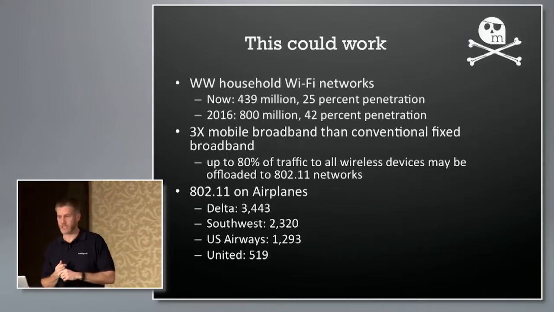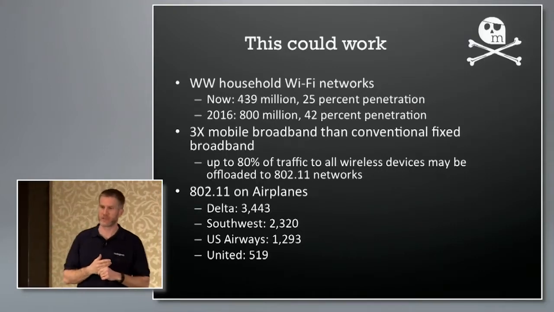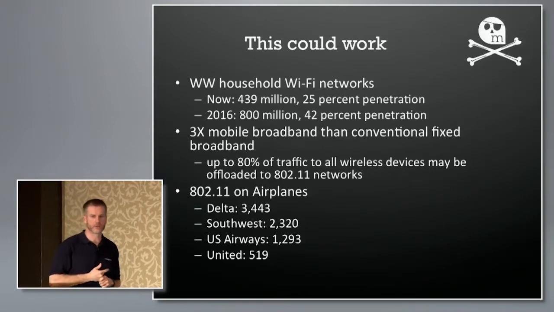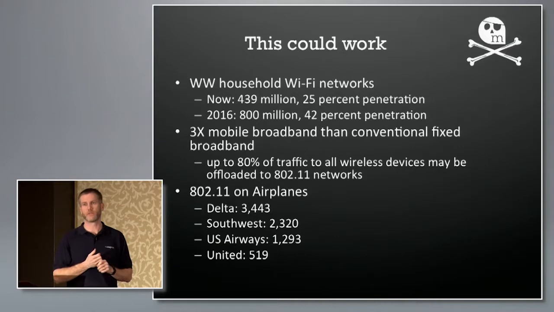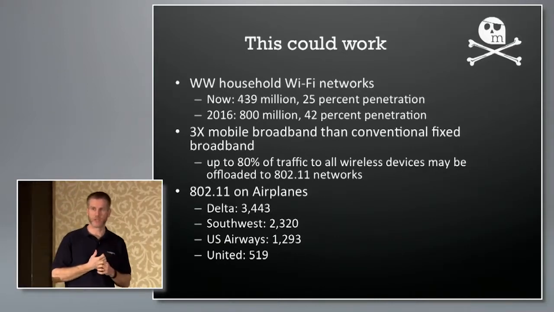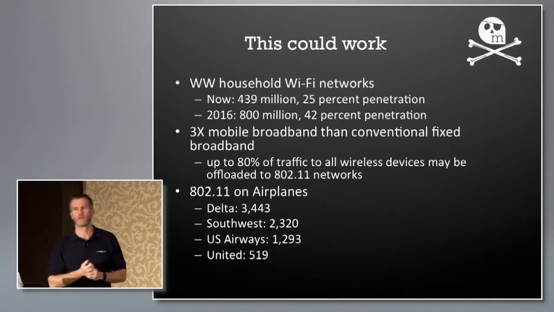But in 2016, that's going to go to 800 million. Almost 50% of the households will have Wi-Fi. That's pretty wild when you think about it, because there's a lot of people struggling to have water. There's a lot of people struggling to have power, and then we're going to have 800 million homes with Wi-Fi.